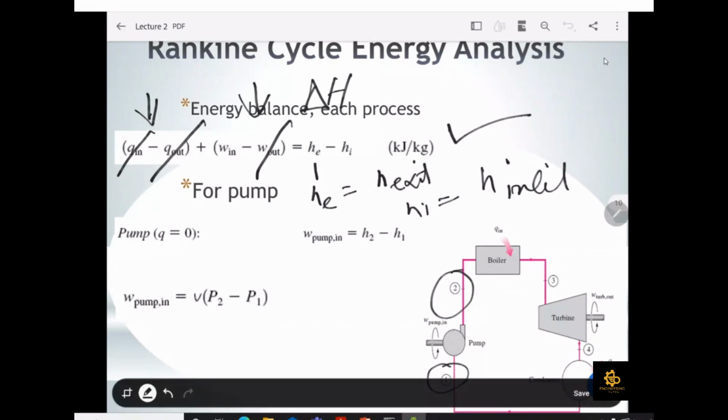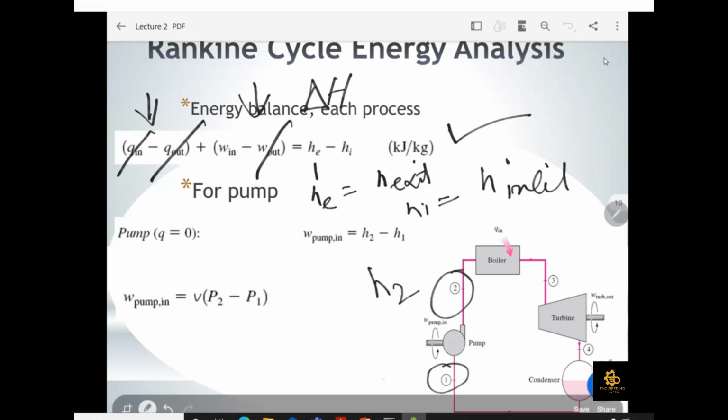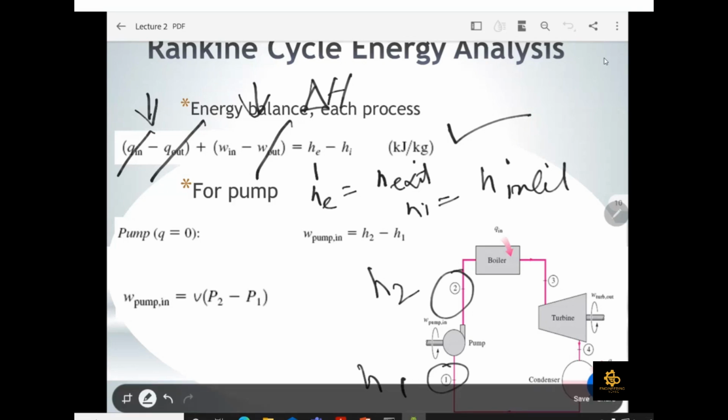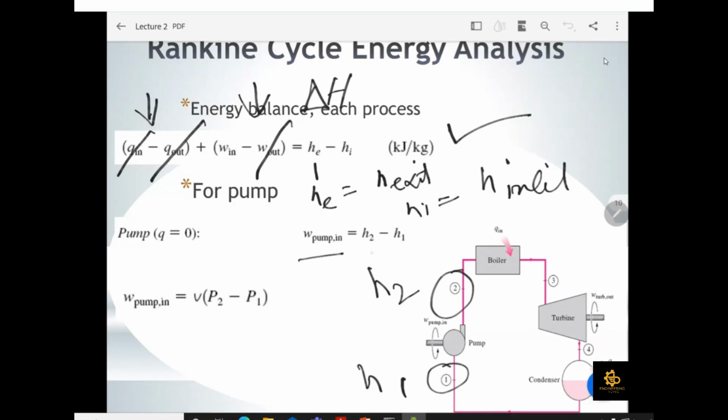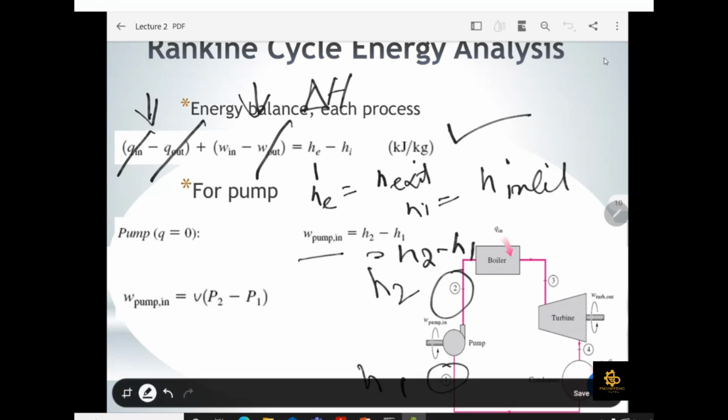So what is your enthalpy at the exit point? H2 is your enthalpy at the exit point, and H1 is the enthalpy at your inlet point. So the pump work in will turn into H2 minus H1. We are turning this equation into terms of enthalpies so that it will be easy for us to analyze the system. We have to find the enthalpy at each point, then we can easily find the efficiency, the work supplied to the pump and the work produced by our turbine.